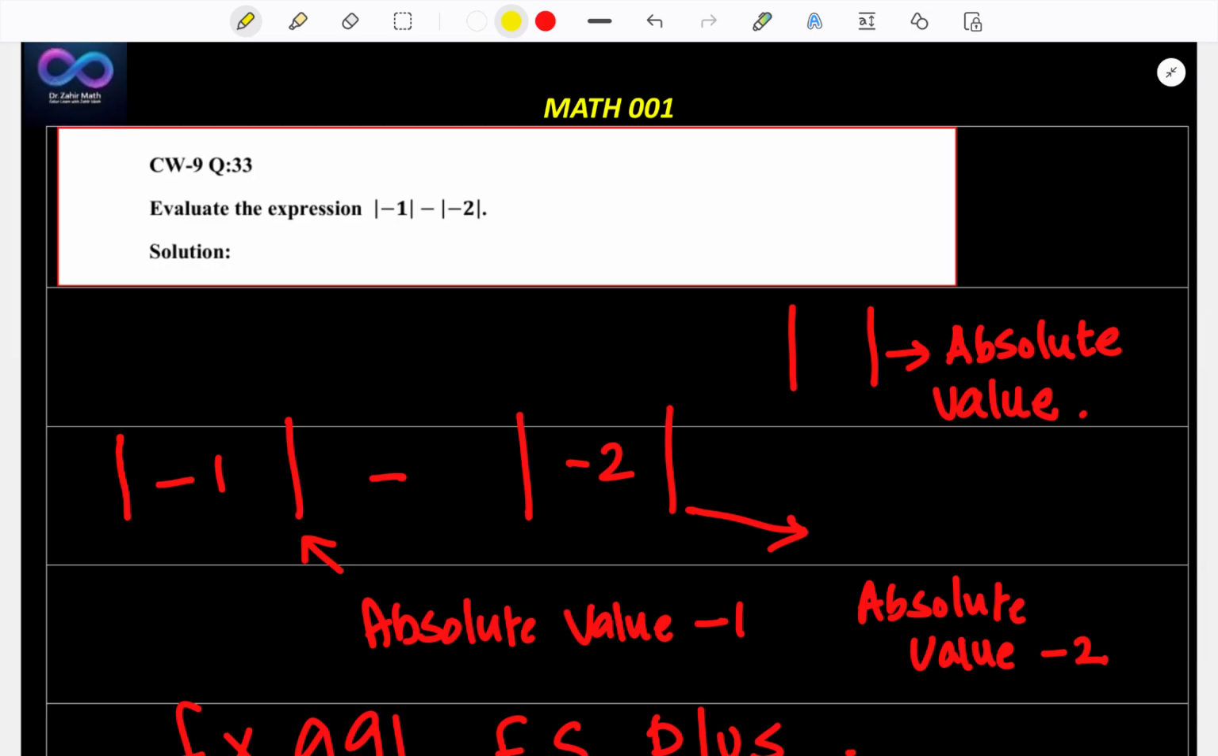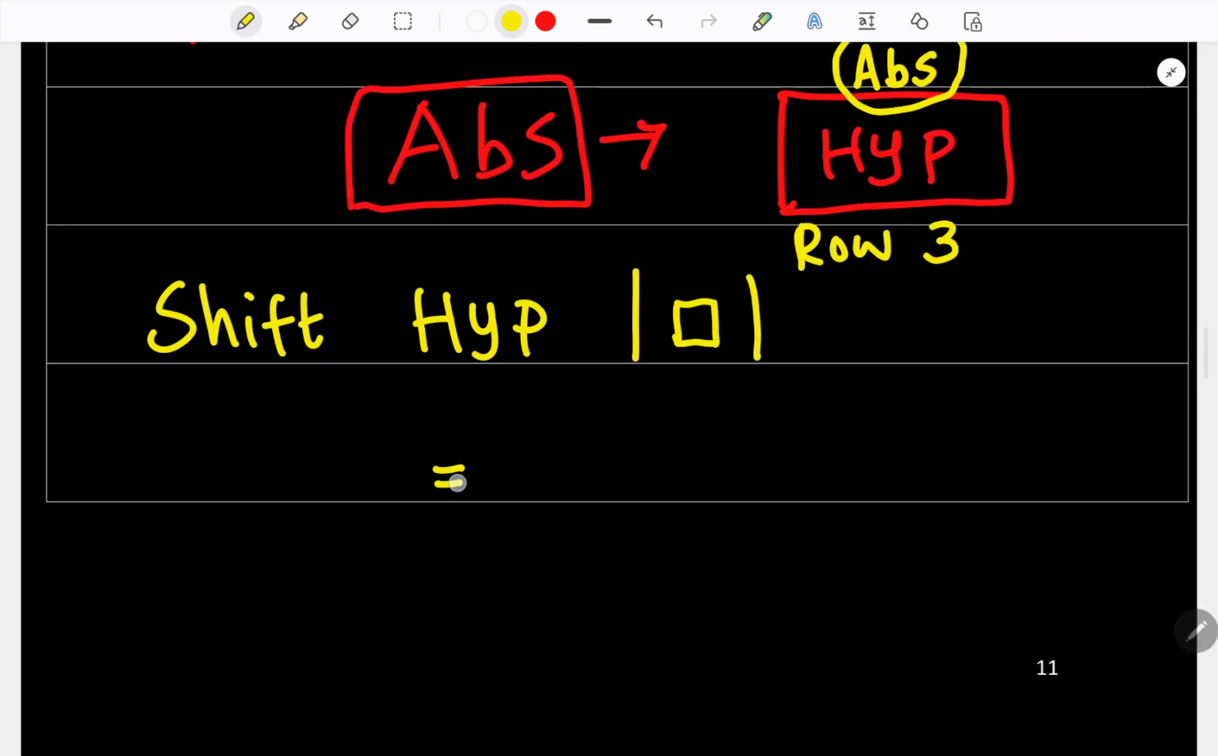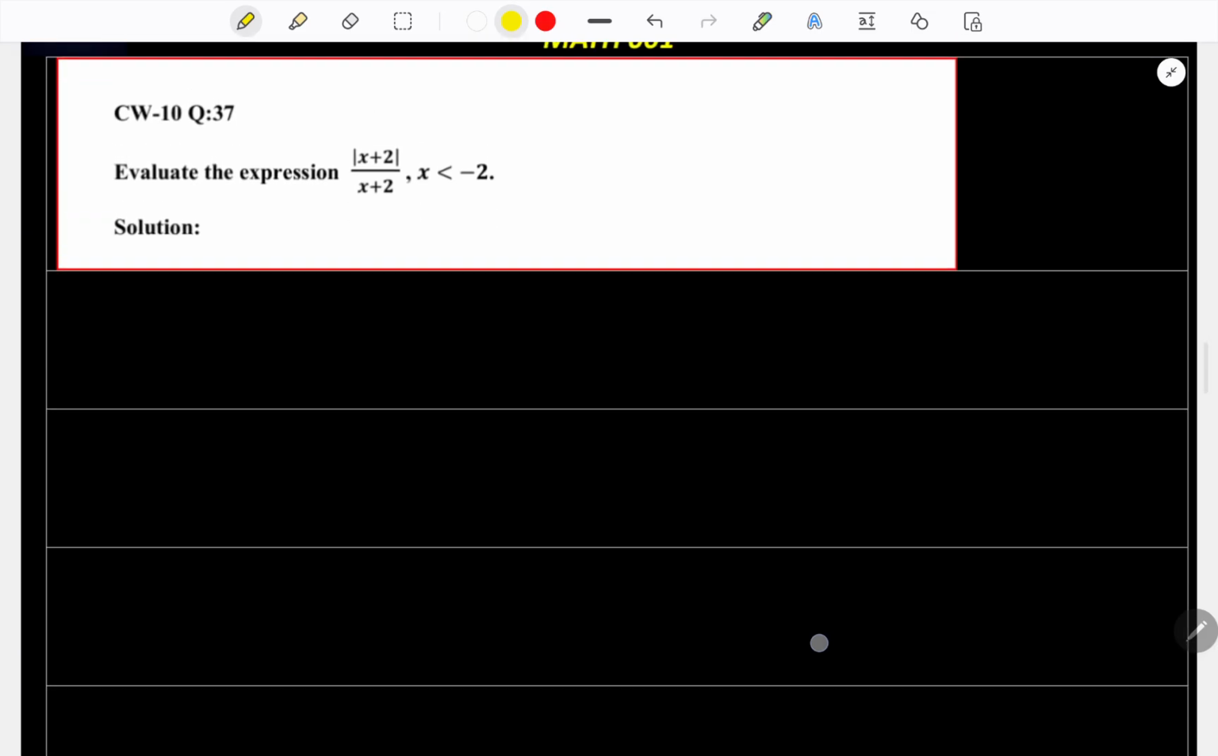So, absolute value minus 1, absolute value minus, shift minus 1. Type all these things in the calculator. You will get the answer as minus 1. Okay, let's go to the next one.